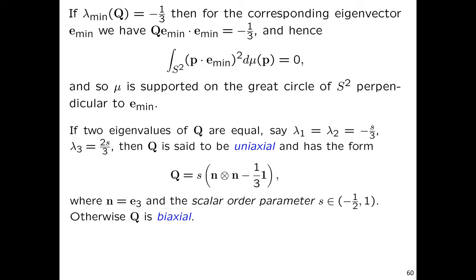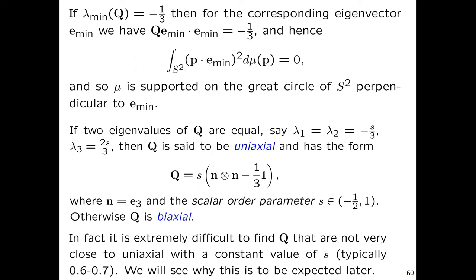Zero. And Q is said to be uniaxial, and you check that it has the form S times (N tensor N minus 1/3 the identity). And the inequalities on the lambdas imply S, this scalar order parameter, is strictly between minus 1/2 and 1. And so that's the uniaxial case, which is very important. And otherwise, we say that Q is biaxial.